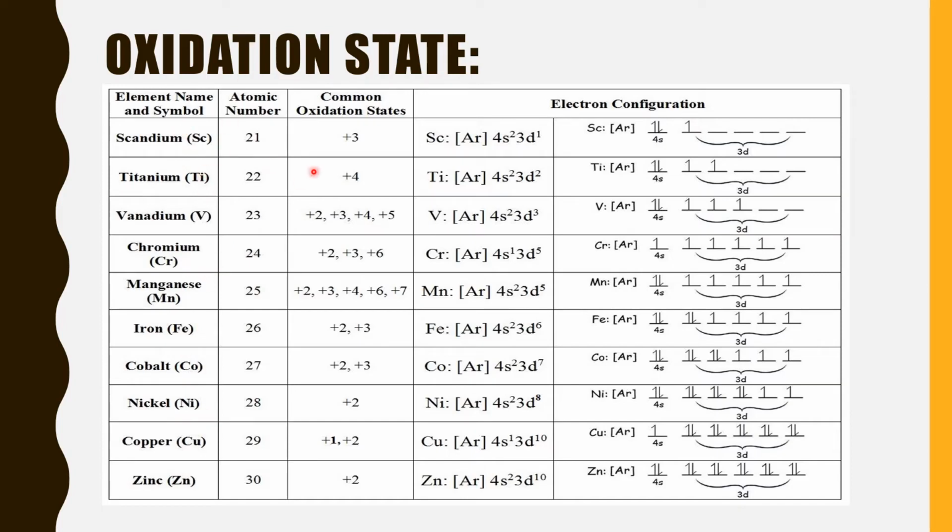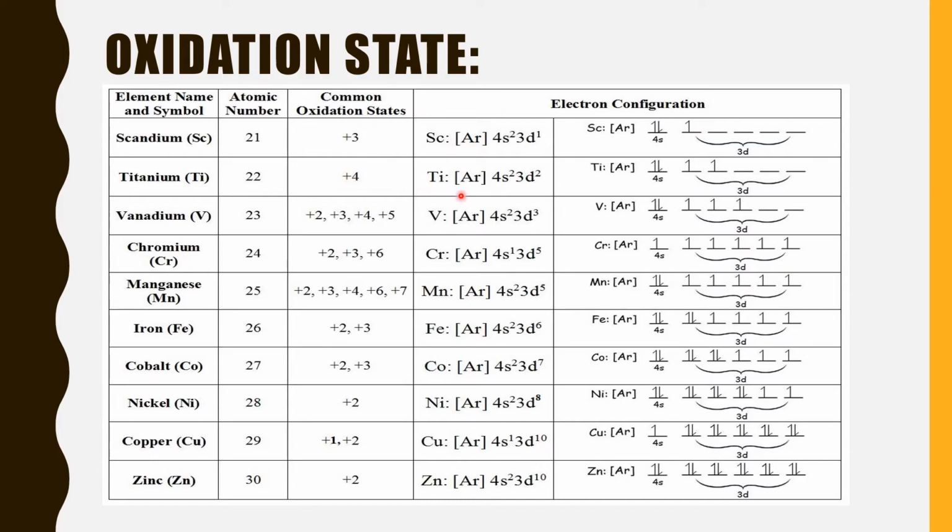As we know, we already saw the electronic configuration of these elements in the previous slide. The electronic configuration of scandium is argon 4s2 3d1, so put 2 electrons in 4s and 1 electron in 3d. When it loses 3 electrons, it attains the noble gas configuration, that is argon configuration, which is more stable. So the common oxidation state is +3.